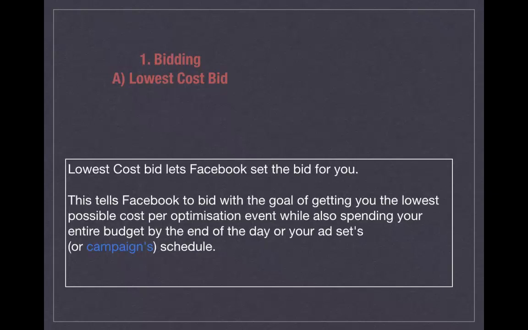So Facebook automatically decides when to show your ads, because you have put lowest cost bid to Facebook. You're just saying, lowest cost bid, and you show my ad anytime, whatever time you want, on the whole day. So this is called lowest cost bid.